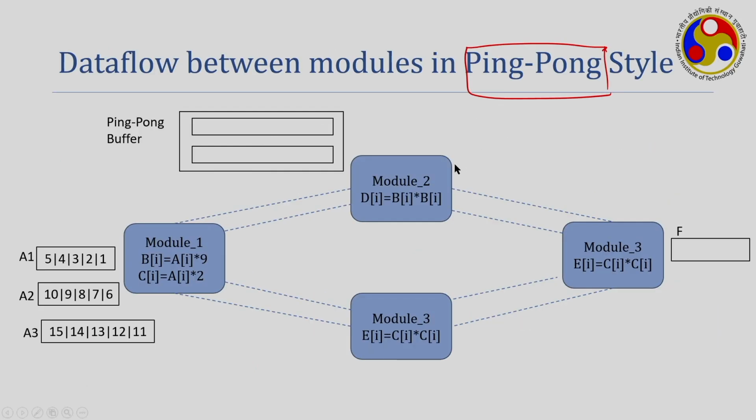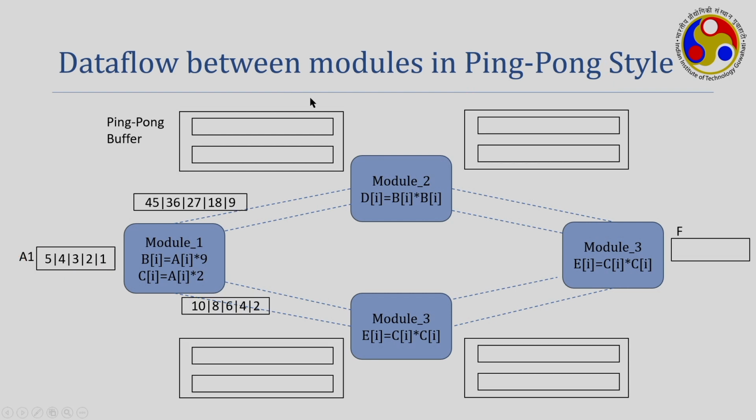Let us say I have 3 sets of data: the first set is A1, the next is A2 and the third is A3, and I am assuming the limit is 5 in this example. For the first 5 clocks, A1 will be consumed, processed and written into buffers B and C. In the first clock, it consumes this and multiplies with 2 and produces this data, for example 5 into 2 is 10, 4 into 2 is 8. So the first set of data will be multiplied by 2 and written into this buffer.